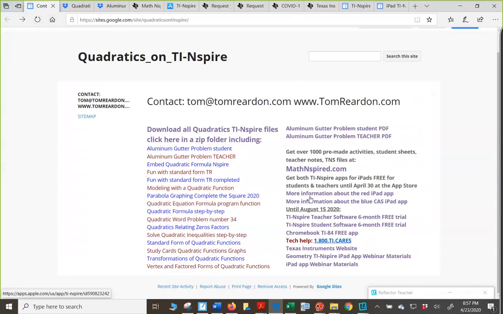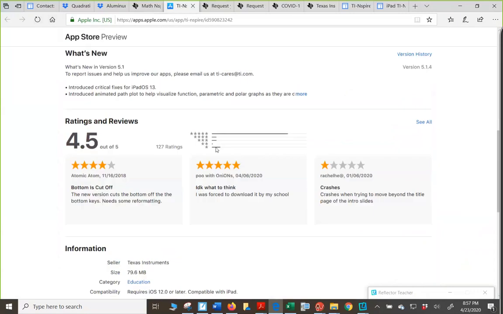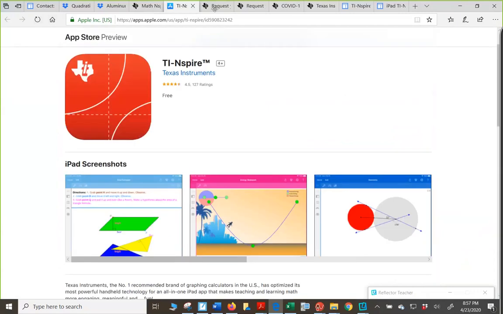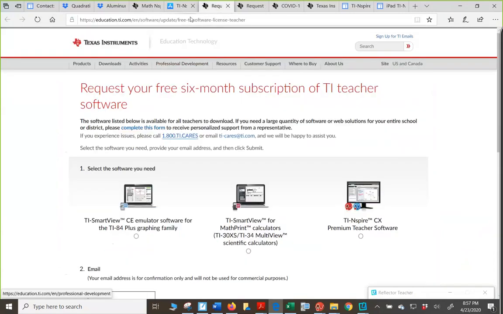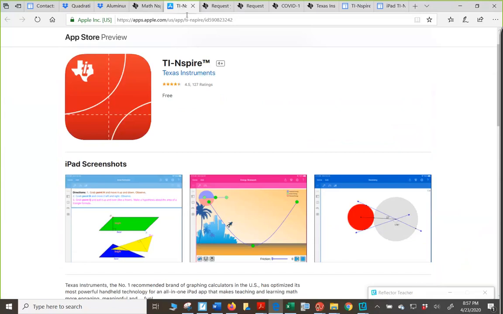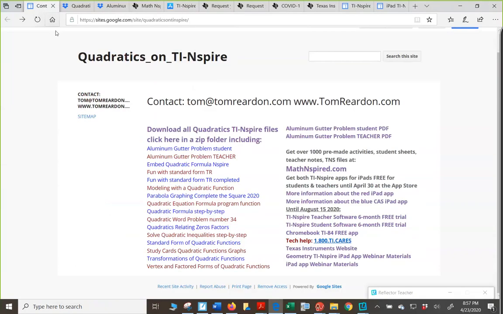More information about the Red iPad app. This is the Red iPad app, explains more about it here. Here's the blue iPad. Oh, where's the blue iPad app? I guess it disappeared. But there's the one on the blue iPad app. Remember, the red is numeric, blue is CAS. They're both free. Get them. They're normally $30. No, they're not $30. $29.99. They're not $30. More information until August 15th.